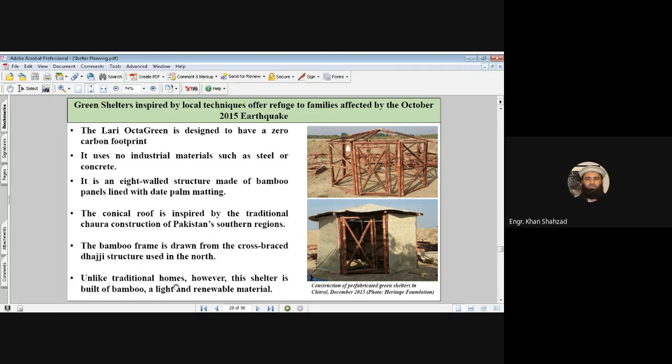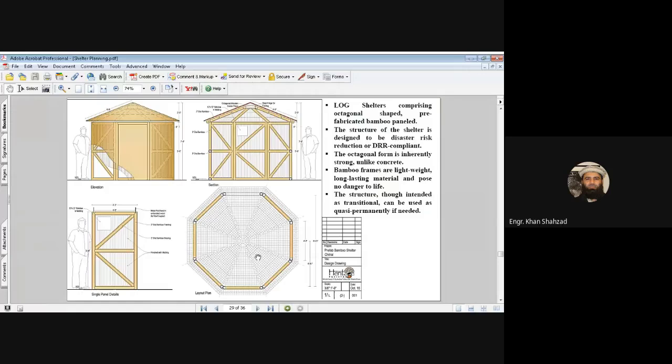Unlike traditional homes, however, this shelter is built of bamboo, a light and renewable material. You can see another type of shelter that is called log shelters.